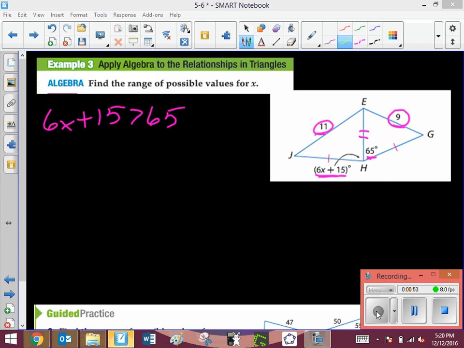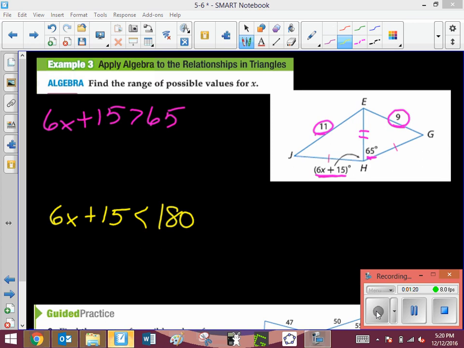The other part of this is that we're not assuming that angle measures are going to go past 180 degrees at this point. So yes, we have an angle measure greater than 65, but we need to cap this off and say that that angle measure, 6x plus 15, is also less than 180 degrees, which will get us our compound inequality.